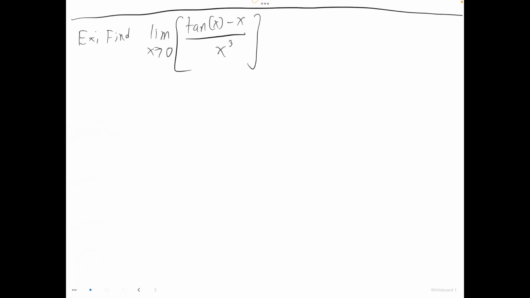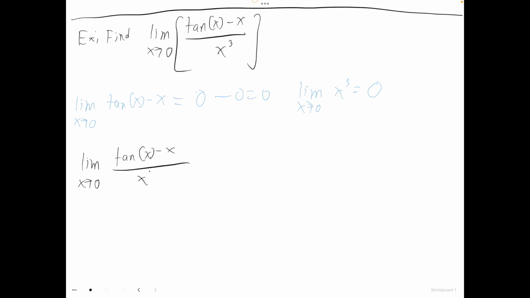So let's check that. The limit as x goes to 0 of tangent of x minus x. Well, tangent of x as we go to 0 is going to go to 0, because sine of 0 is 0 and cosine of 0 is 1. So we get 0 minus 0, so we get 0 on the top. And then if you take the limit as x goes to 0 of x cubed, you clearly get 0. So L'Hopital's rule does apply here, and so we're going to make use of L'Hopital's rule. So we have the limit as x goes to 0 of tangent of x minus x over x cubed.